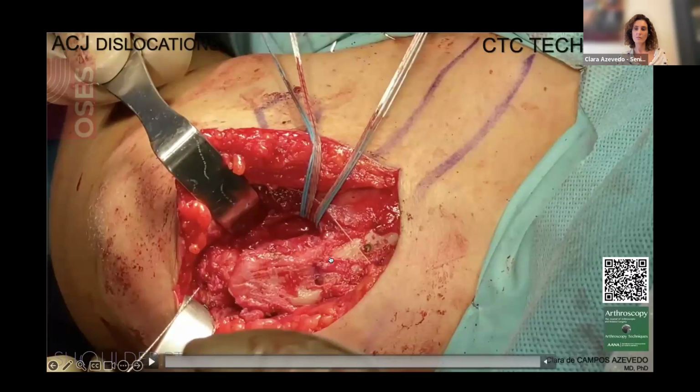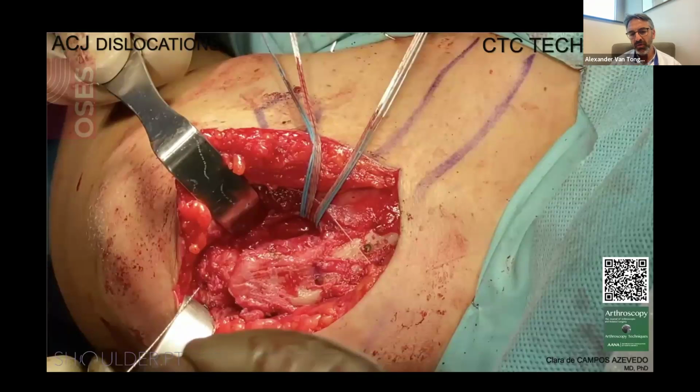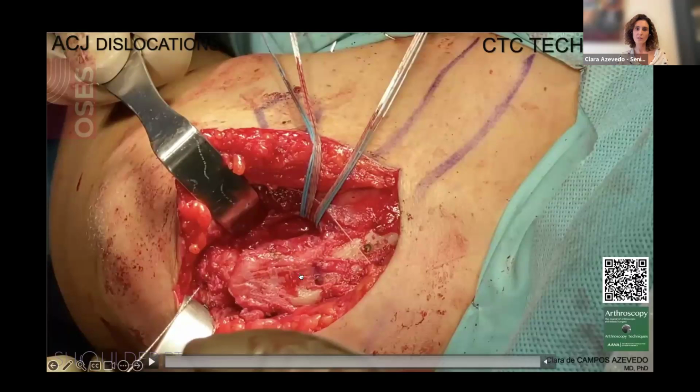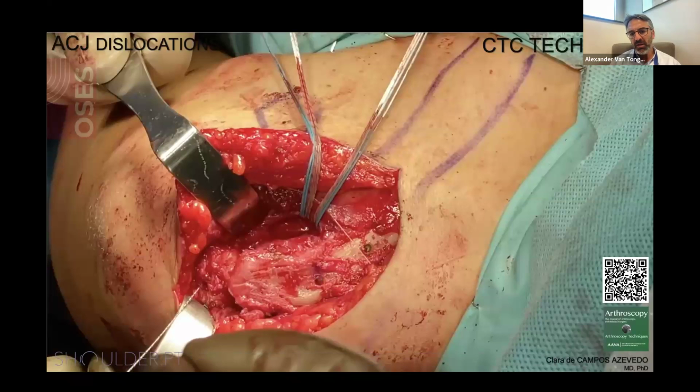If I do a two suspension like here, I would go for the trapezoid at 2.5, aiming a little bit posteriorly to anteriorly, because the trapezoid attaches on the anterior undersurface of the clavicle. And for the conoid ligament, I would go for 4.5 and aim from anterior to posteriorly, so I arrive at the infra-posterior part of the clavicle to try to aim a little bit in the direction of the anatomical ligaments as much as possible. Great. Okay.